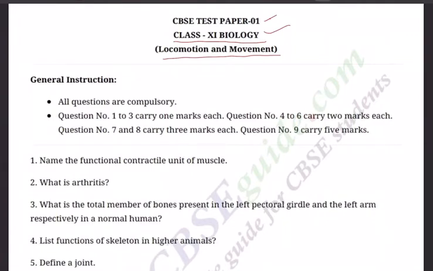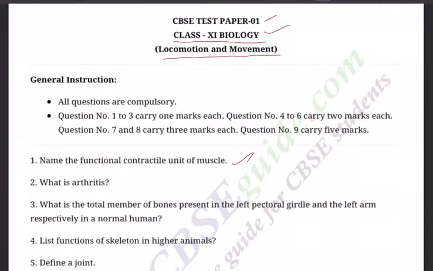Name the functional contractile unit of muscle. And why I am picking up this chapter: for the last 1 week almost we were talking about locomotion and movement. We talked about muscles, different types of muscles, functions of those muscles, what molecules and proteins are present in them. Similarly, we talked about the skeletal system, the number of bones present, and the number of bones present in each joint. Various joints we discussed, and disorders related to muscles as well as bones. So it is fresh in our memory. Hence, let us see what type of questions will come from this chapter.